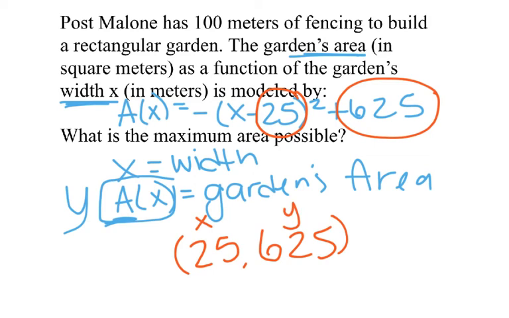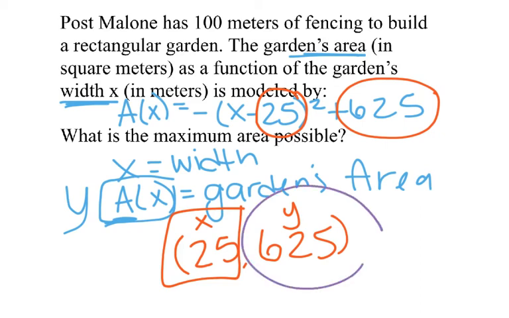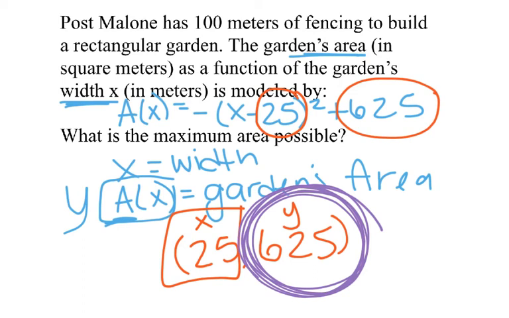So if the width is 25, then the maximum area possible is 625. So if it's in vertex form and you're talking about a word problem and it's asking you about maximum, all you've got to do is look at the coordinates. If it's not in vertex form, you can always graph it, or you can put it in vertex form.